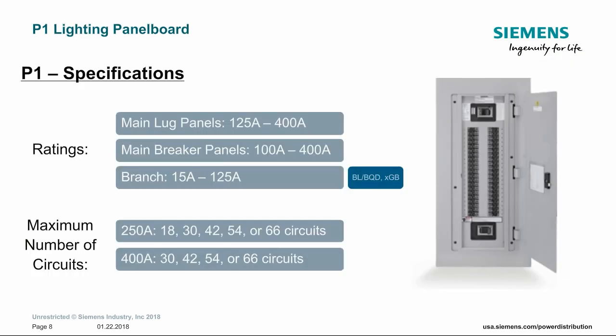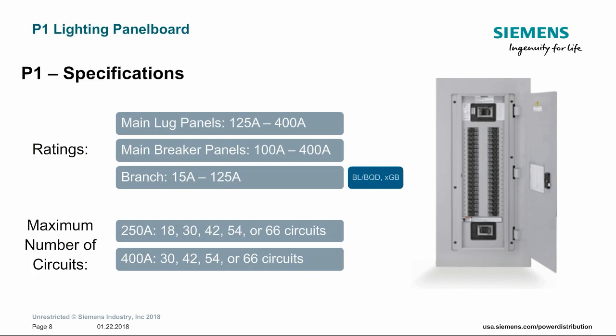So first, let's go into the specifications that we have for our P1 lighting panel boards. As you can see here, we have our ratings for our P1 panel boards with our main lug panels ranging from 125 amps all the way up to 400 amps, while our main breakers for these panels can range from 100 amps all the way up to 400 amps. Then as we move on, our branch breakers can be anywhere in between 15 amps and 125 amps, coming in two main formats, our BL-BQD breakers, as well as our XGB breakers.